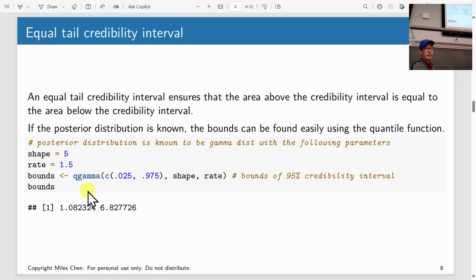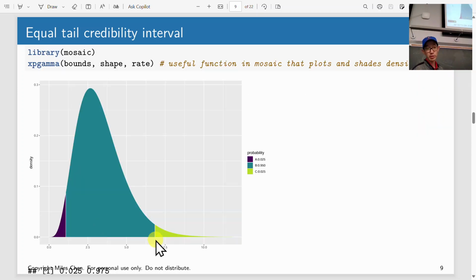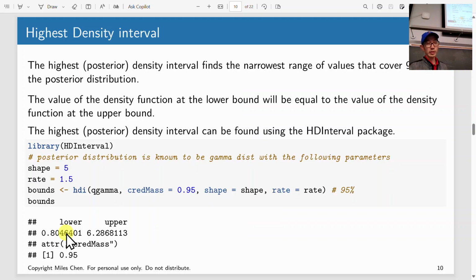So here we want to find the inverse CDF. We want to find, okay, the location that's going to give me 0.025, the 2.5th percentile and the 97.5th percentile. And it says, okay, those bounds are going to be 1.08 and 6.82. That's right here and right here. That's your equal tail credibility interval. The other is your highest density interval, okay? The HDI, and so there is a library that calculates this for you, because otherwise it's a little bit of a pain.